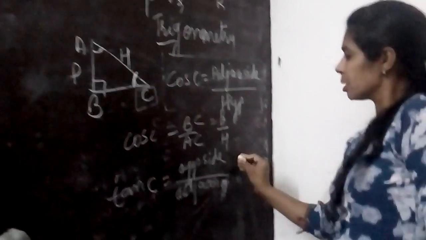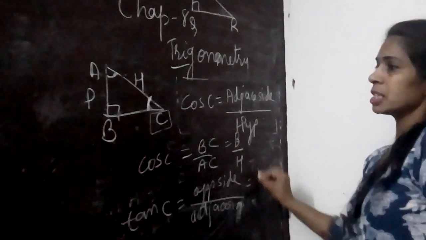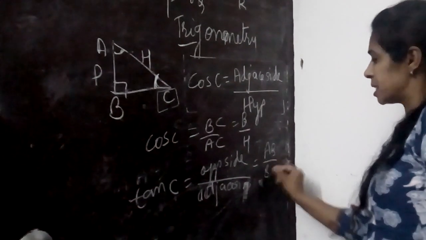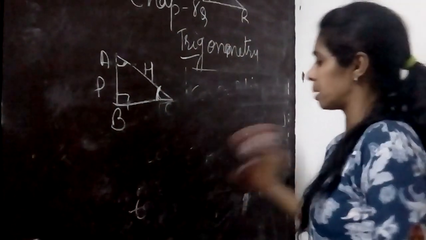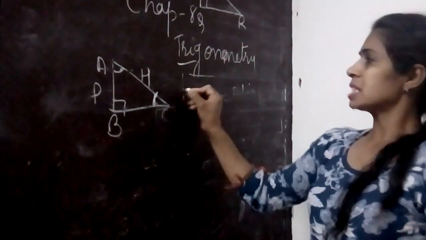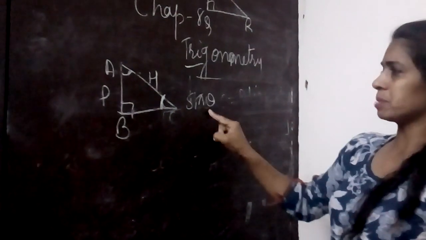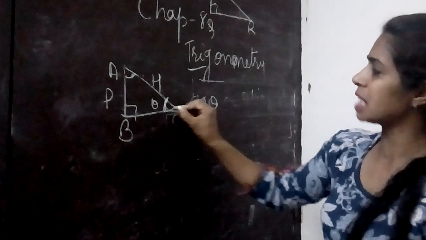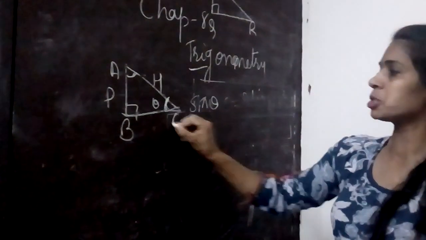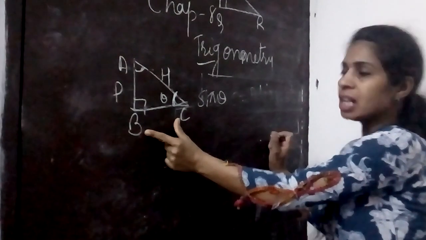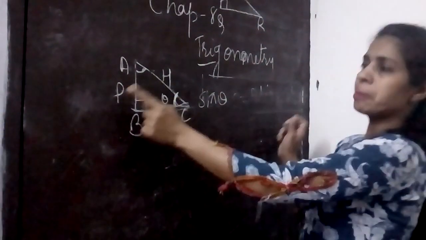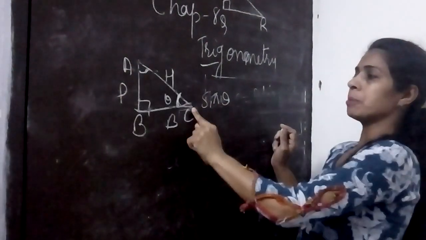Okay, so it comes out to be, for this triangle, equal to AB by BC. Let us recapitulate and try to learn these formulas one by one. We have sine theta. Theta is lying here. I am depicting theta at the position wherever I want the base to be. So my base in this triangle will become BC. Again the perpendicular will be AB and hypotenuse will be AC.